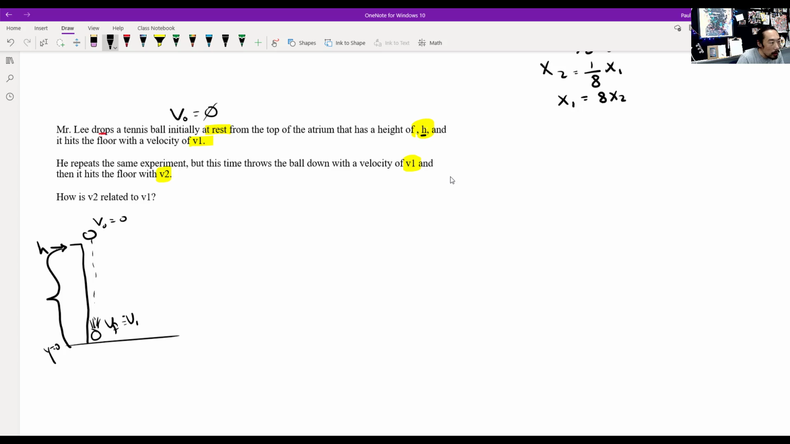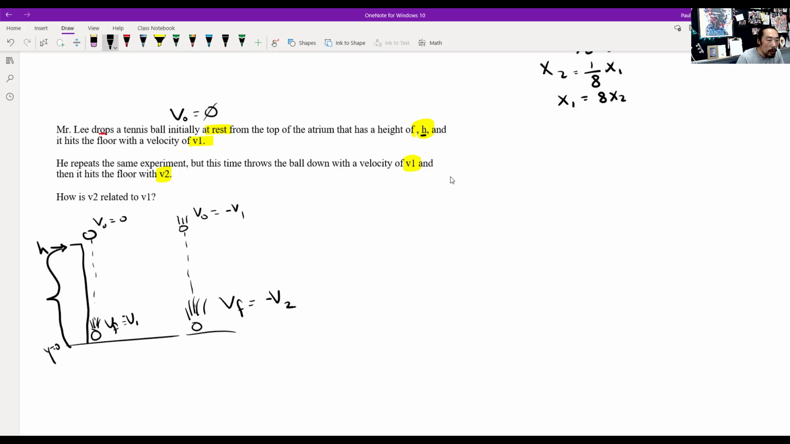In the next scenario, it's basically the same thing, except now we throw it down. So v initial is actually negative v1. It's going to fall down, but this time it's probably going to be a little bit faster because you threw it. Our vf will be negative v2.